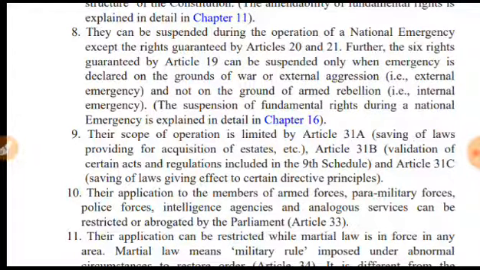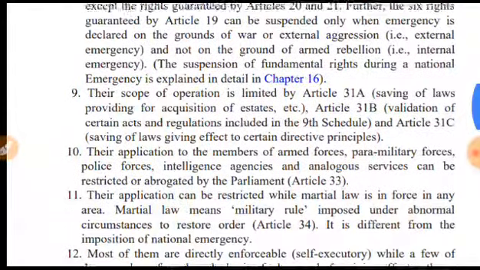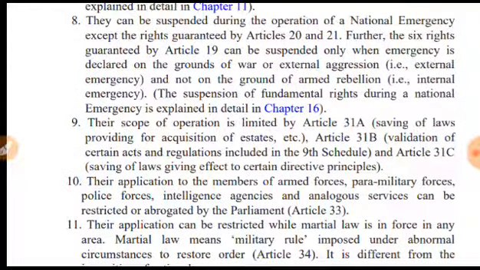the national emergency, except the right guaranteed by Article 22 and 21. The six rights guaranteed by Article 19 can be suspended only when the emergency is declared on the grounds of war or external emergency. This time Article 19 can be suspended, okay, and not on the ground of armed rebellion, not internal emergency. This time is not to suspend Article 19.